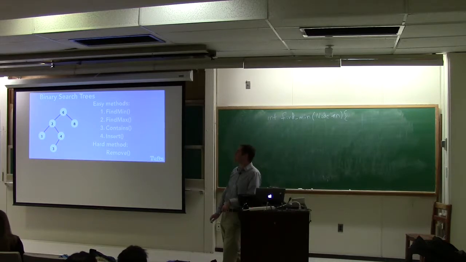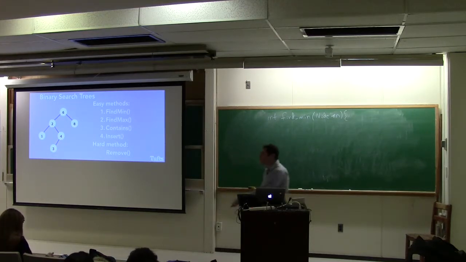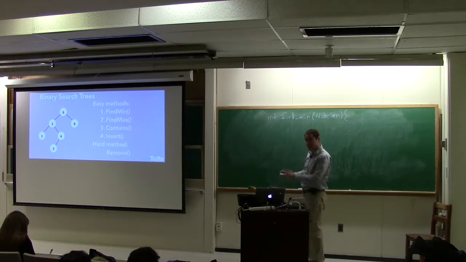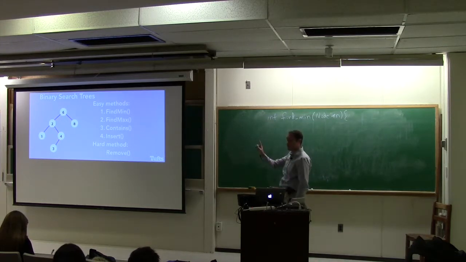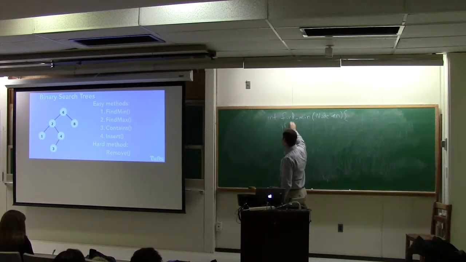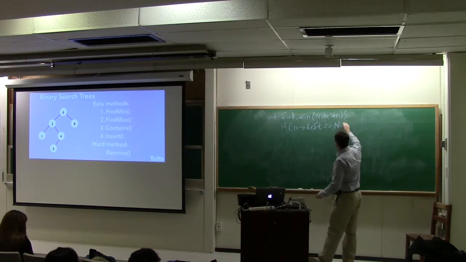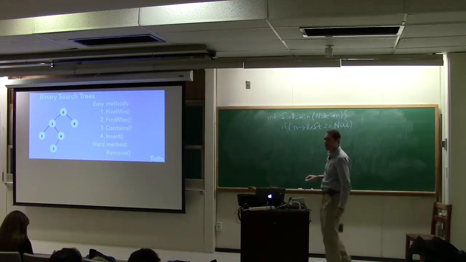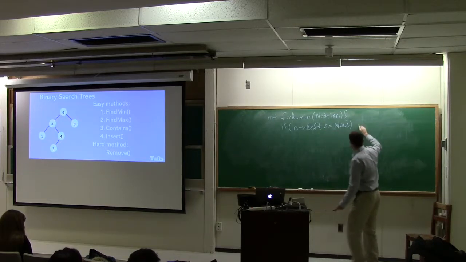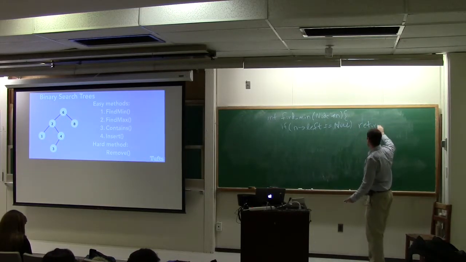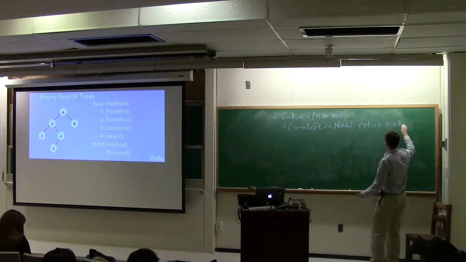OK, who thinks they can do find min? How do you actually do it? So the base case would be the left pointer is pointing to null. OK, so we do have to have a base case. I like that. If we're going to do this recursively, so if n left equals null, what are we going to do? Return whatever we are at. Return n, and we'll call it data.